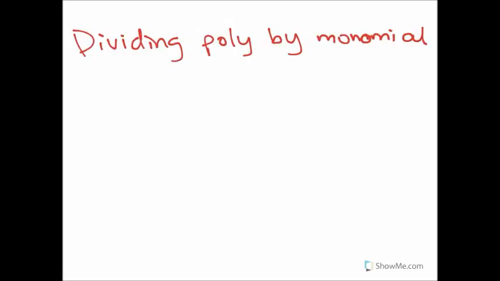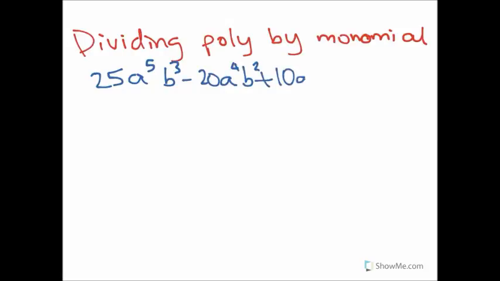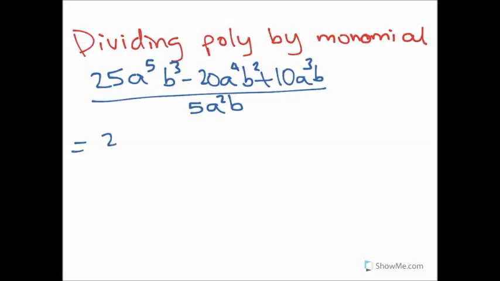So let's say we have 25a to the 5th b cubed minus 20a to the 4th b squared plus 10a cubed b over 5a squared b. Then what we can do is take apart the numerator and separate it so that we have something like this.